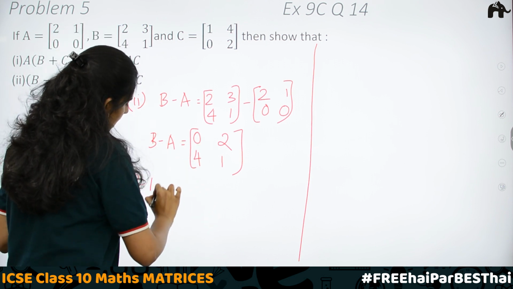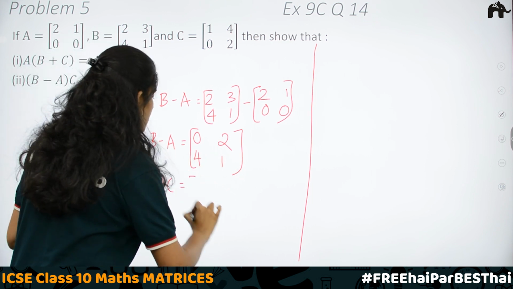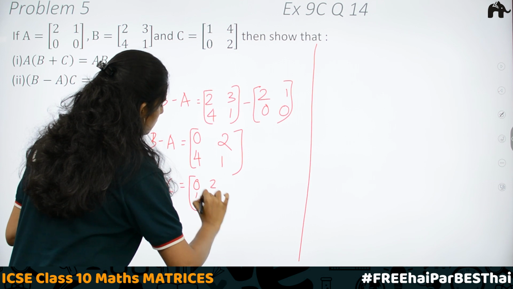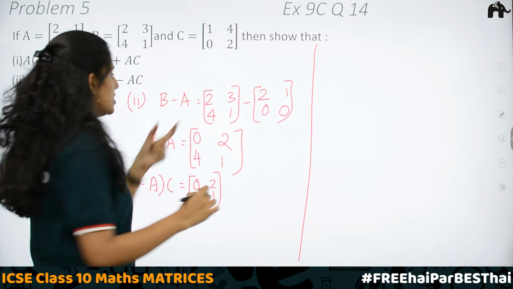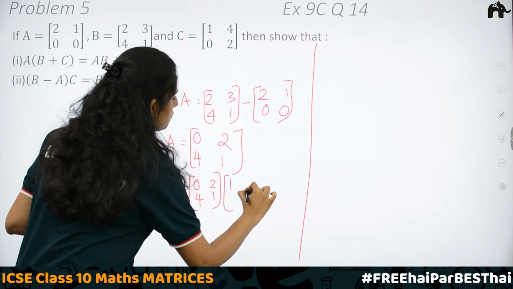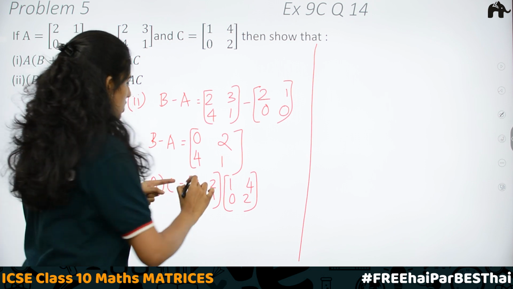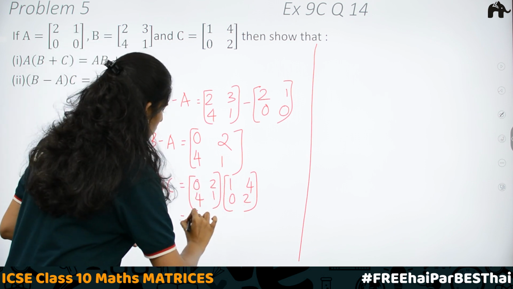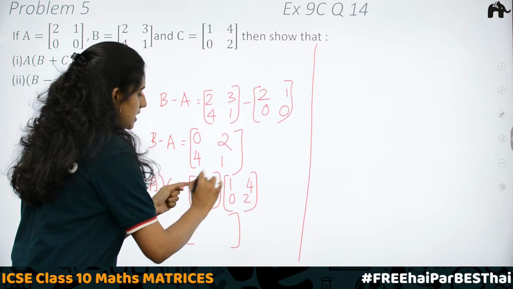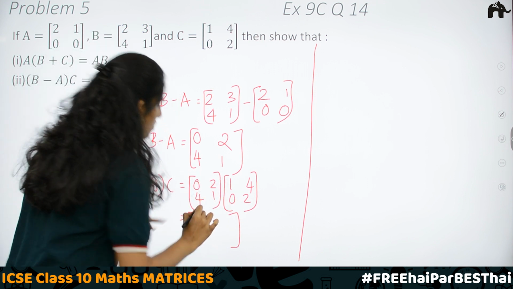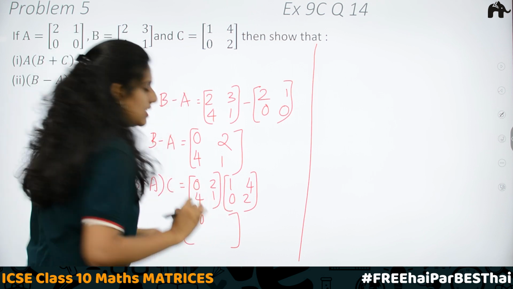B minus A into C. We got B minus A, that is 0, 2, 4, 1. What is C? Here we have C in the question, that is 1, 4, 0, 2. Now perform the matrix multiplication. First row, first column. What do we get? First element: 0 into 1, that is 0. Then 2 into 0, 0. That is, here we get 0 plus 0.